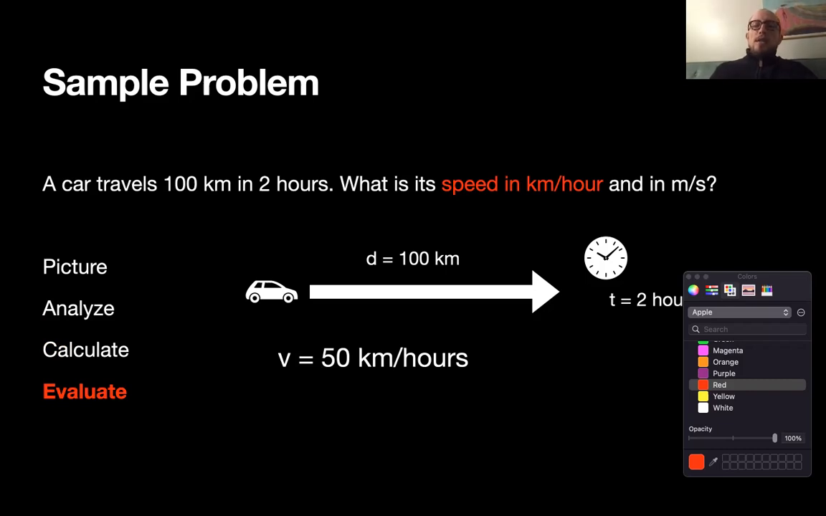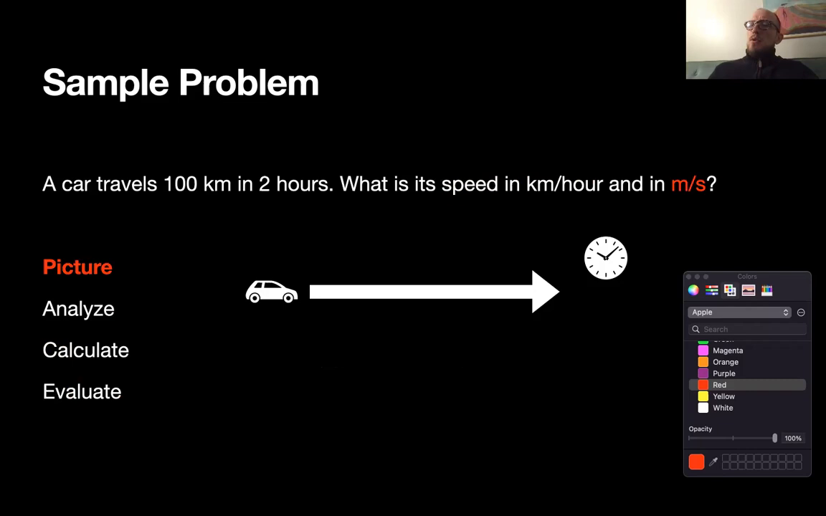And I should evaluate this. Does this make sense? Well, if I travel 100 kilometers in 2 hours, my speed should be something less than 100 kilometers an hour, I think, because it's taking me longer than an hour to get there. So 50 kilometers an hour, sure, that's my evaluation. But what about meters per second?